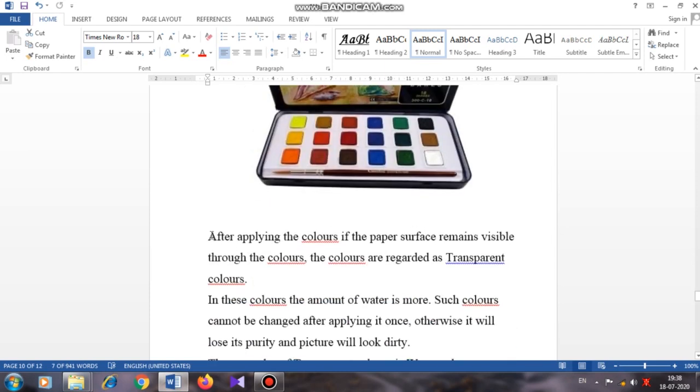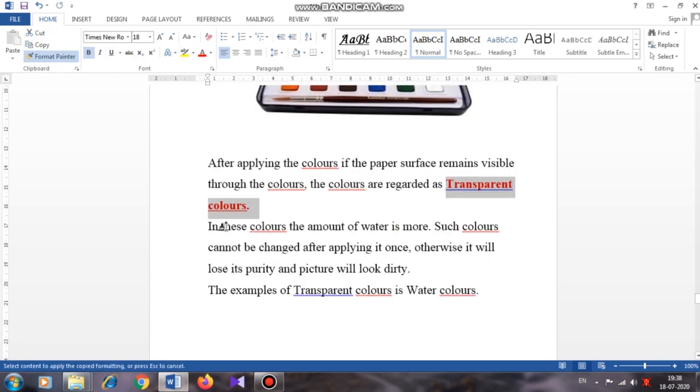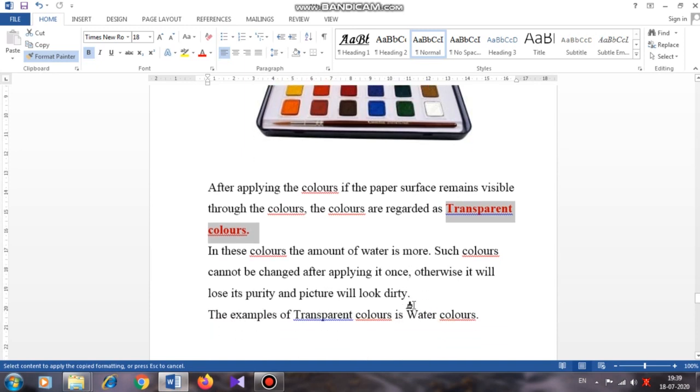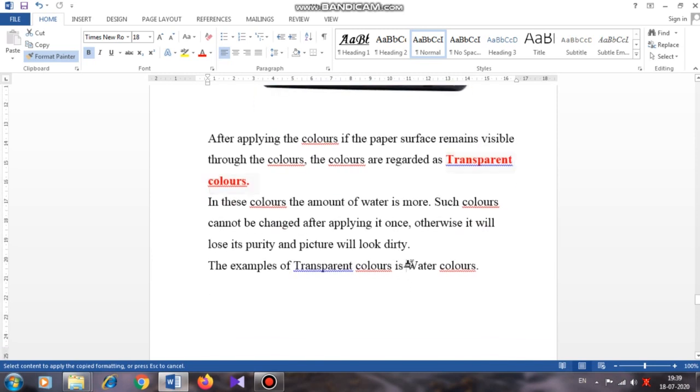Now according to the textbook definition, after applying the colors, if the paper surface remains visible through those colors, then those colors are regarded as transparent colors. In these colors the amount of water is more. Such colors cannot be changed after applying them once, otherwise they will lose their purity and the picture will look dirty. Why? Because these colors are transparent. Suppose you have done a yellow color in the sky, then you think that you want to do blue color. When you try to do blue color, it will form green color because blue is also transparent. So it will lose its grace, purity. Fine. The example of transparent colors is watercolors.